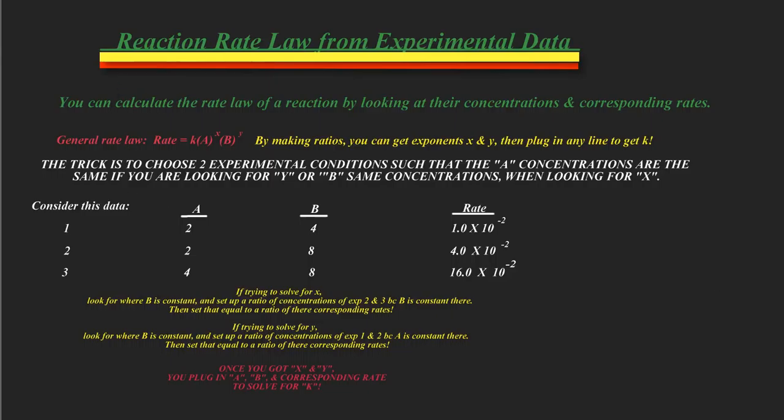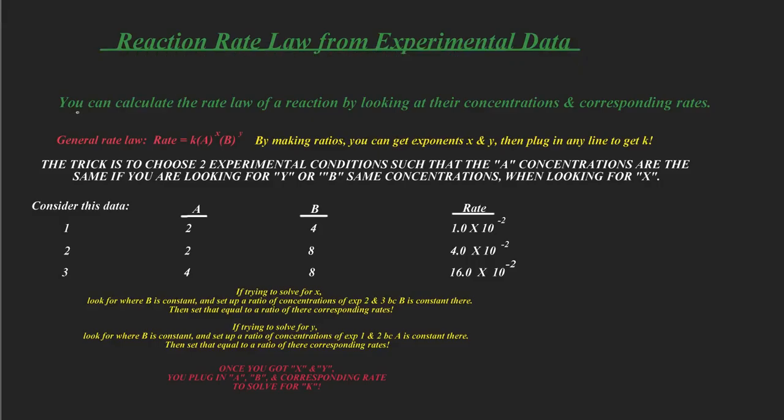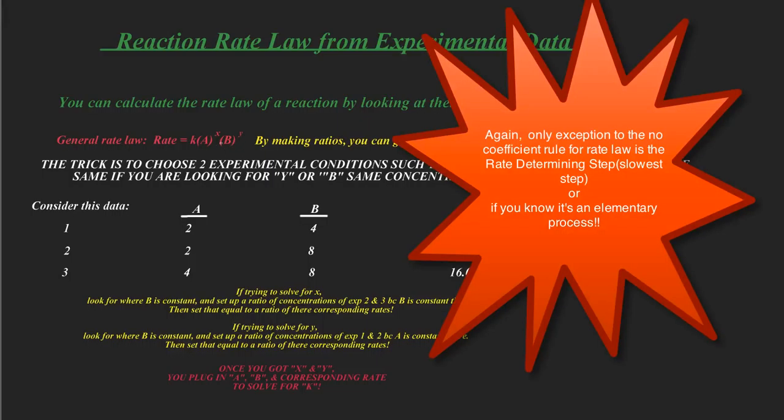Today we're going to be looking at reaction rate law from experimental data. So as the title implies, you can calculate the rate law of a reaction by looking at experimental data. The general rate law is as follows: rate equals some rate constant k times [A] raised to the x times [B] raised to the y. You cannot write the coefficients as x and y unless it's the rate determining step, the slowest step, or an elementary process.